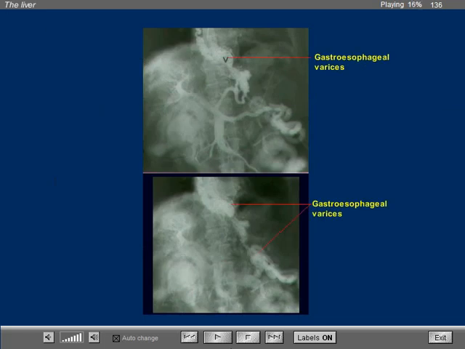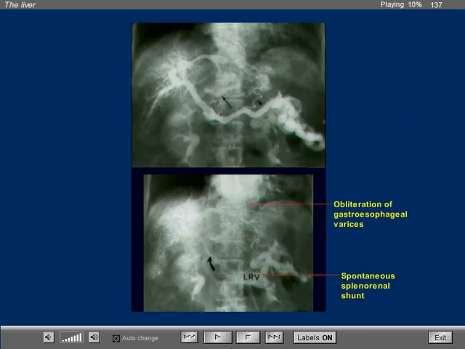Sometimes we have to do the procedure in 2 consecutive days. In this patient, the first two images show the presence of gastroesophageal varices in the top and bottom image. In this patient, the following day, another attempt was made to obliterate other vessels. And the final result is the successful obliteration of gastroesophageal varices and the large portosystemic communication between the left renal vein and the splenic vein.